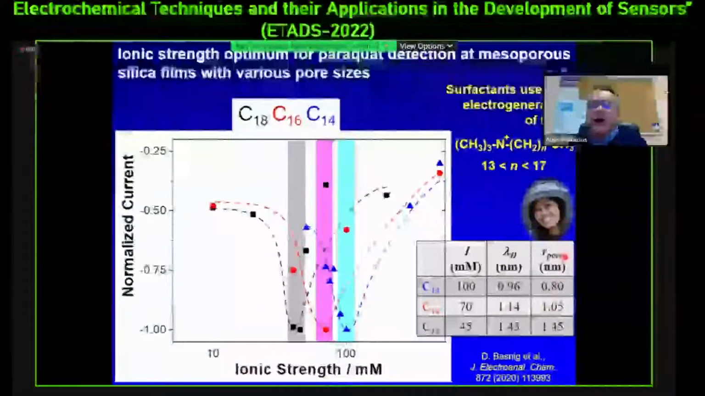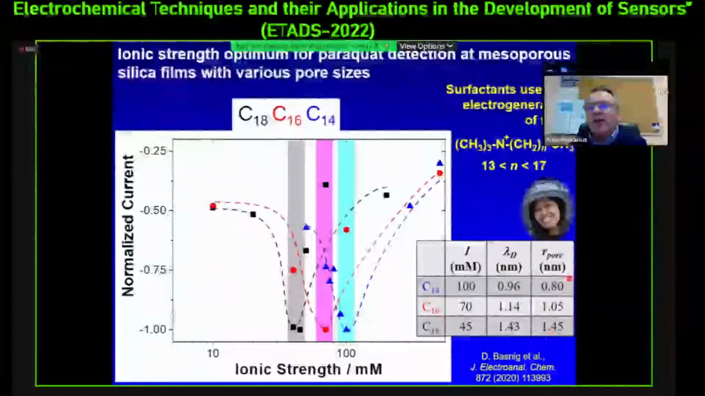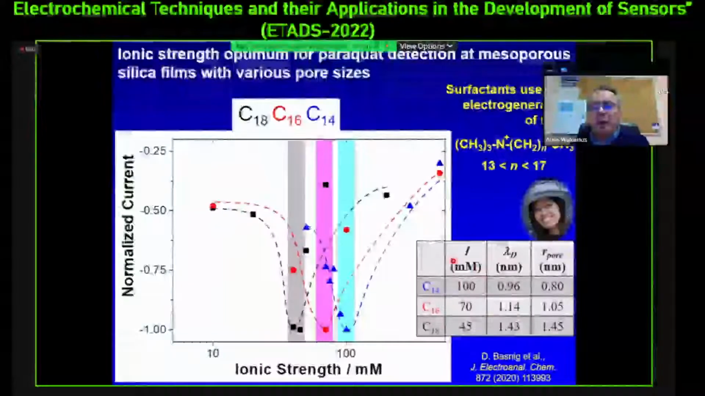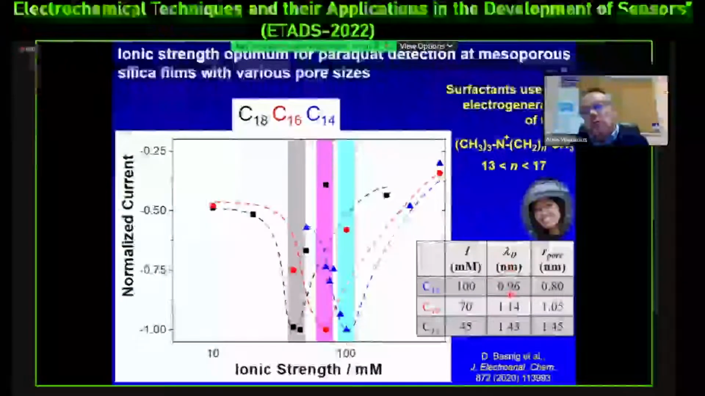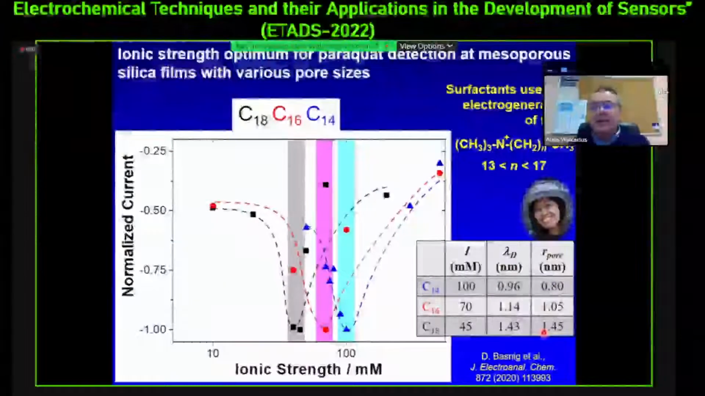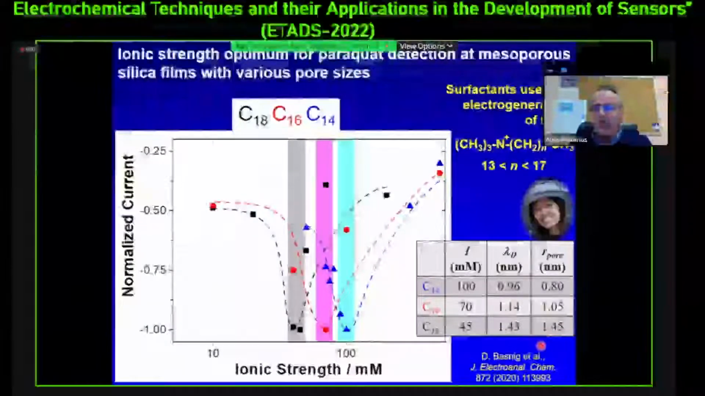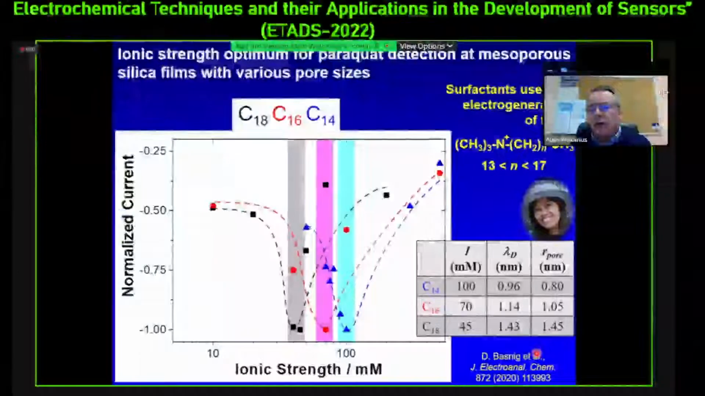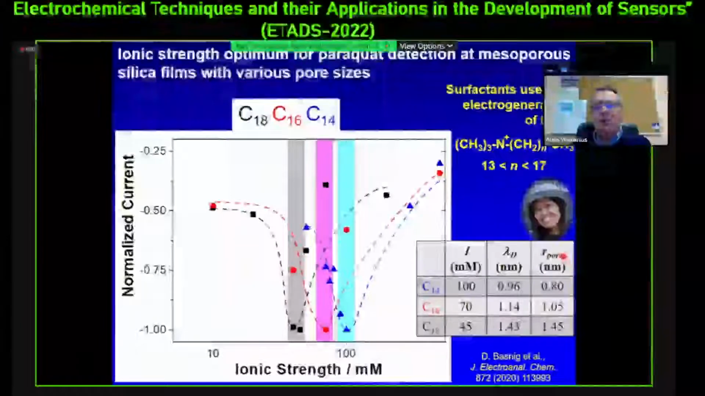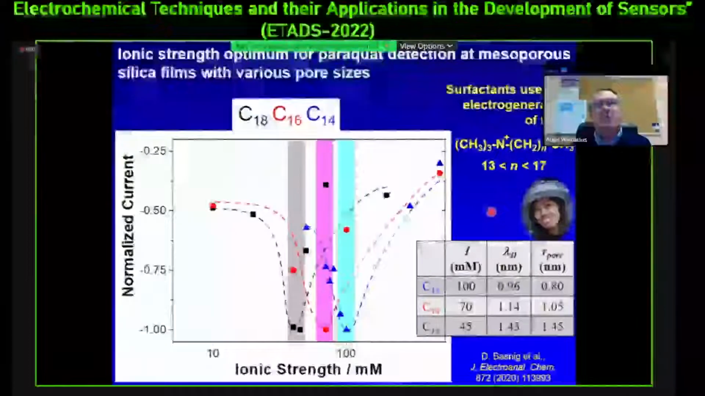mesoporous films with pore radius increasing from 0.8 to 1 to 1.5 more or less nanometers, and the optimum of the response was obtained for an ionic strength corresponding to a double layer equal to the radius of the pores. So this proves that indeed we need to optimize the ionic strength to get larger pores due to the correspondence between the electrochemical double layer thickness and the pore radius. It is also indirectly a way to measure the ionic strength of a medium.